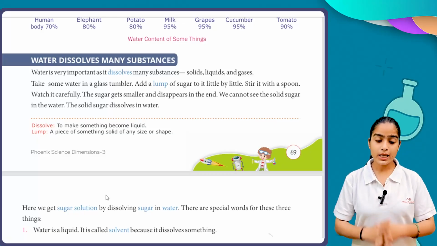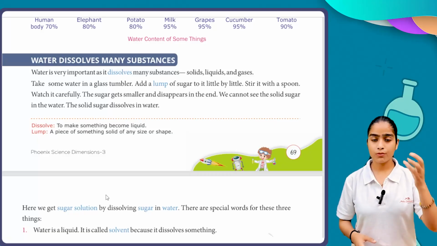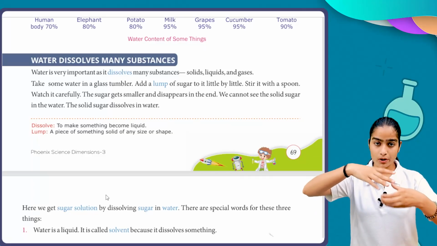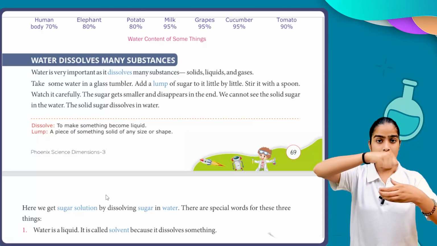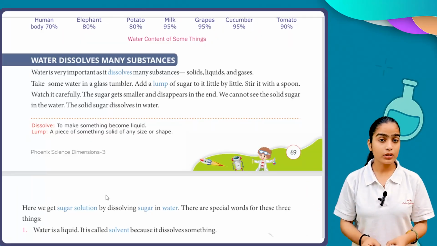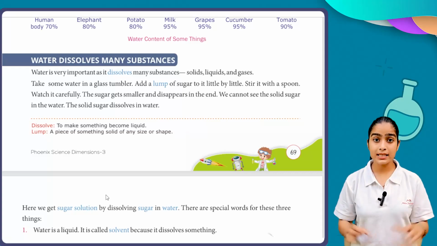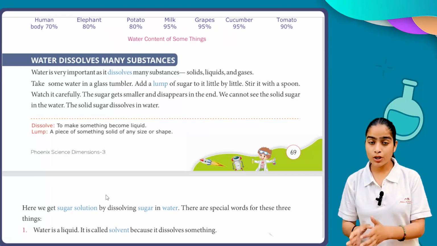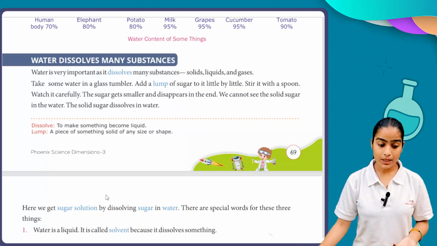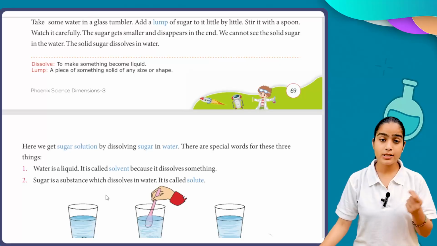Okay, so take some water. Now what you have to do, you have to take a glass and put some sugar inside the water and stir it constantly. What do you observe after some time? The sugar disappears. It means the sugar is dissolved in the water. So what is happening here is that water is a solvent.